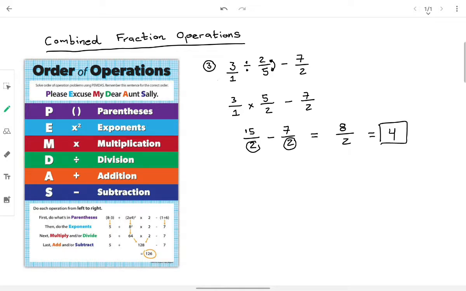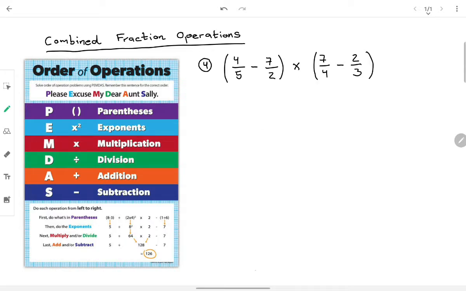Let's see other examples. So let's see the next one. In this one, we have 2 parentheses. So first we need to do what's inside the parentheses, and then we will do the multiplication of both results. So first we need to do maybe this parenthesis. You decide which one to make first. We will start with the one on the left.